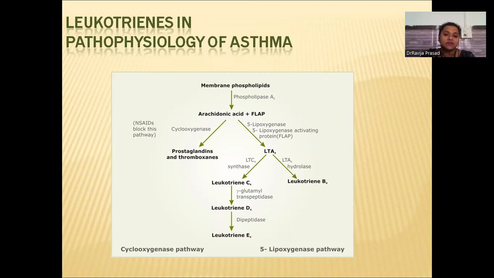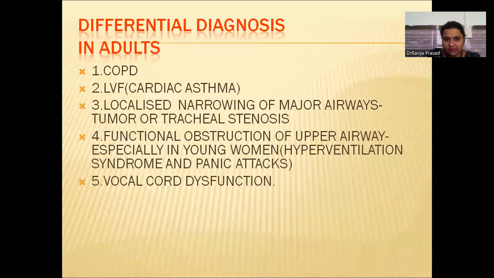And then LTA4, which is divided into leukotriene C4 due to LTC4 synthase, leads to gamma-glutamyl transpeptidase, dipeptidase, and leukotriene E4 is formed. So this is the cyclooxygenase pathway and the 5-lipoxygenase pathway. So this is basically the pathophysiology of leukotrienes, which act in asthma. So we need to remember how leukotrienes work in asthmatic patients.